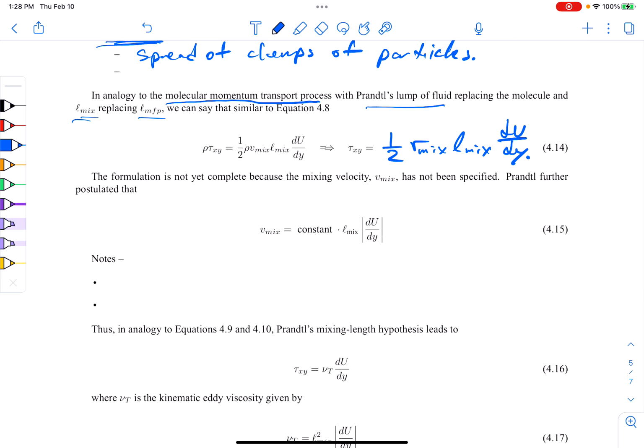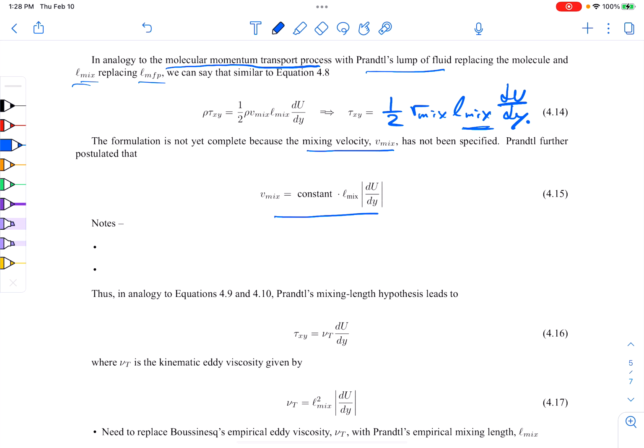And to have a complete formulation, we have to close our equations. But we now have this term V_mix, which we haven't specified. We might specify L_mix as the distance to the wall. So Prandtl, in his work, wrote an equation like 4.15. So you see here's V_mix. That's the velocity scale. It goes as some constant times the length times the magnitude of du/dy. And so this should give us units of meters per second.